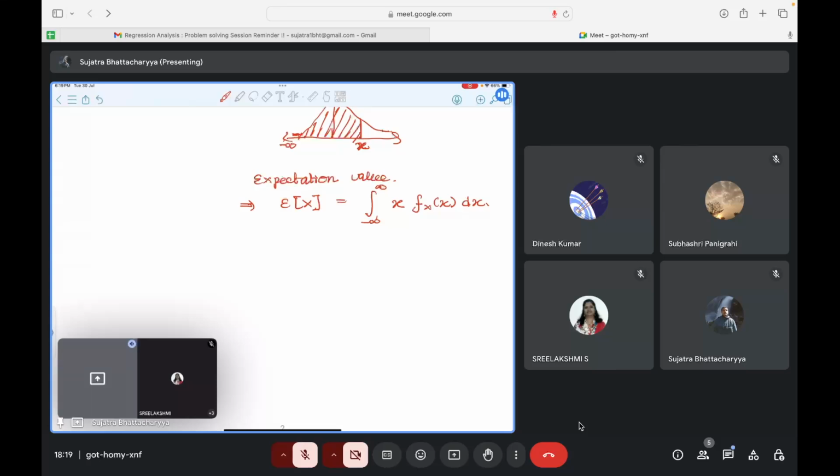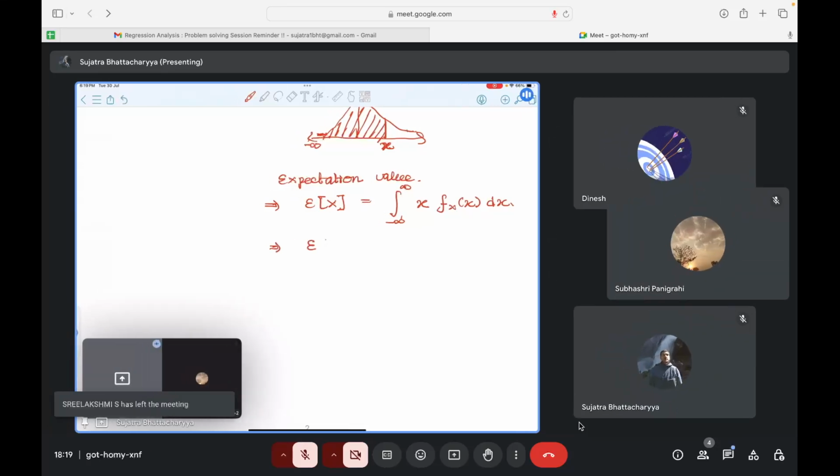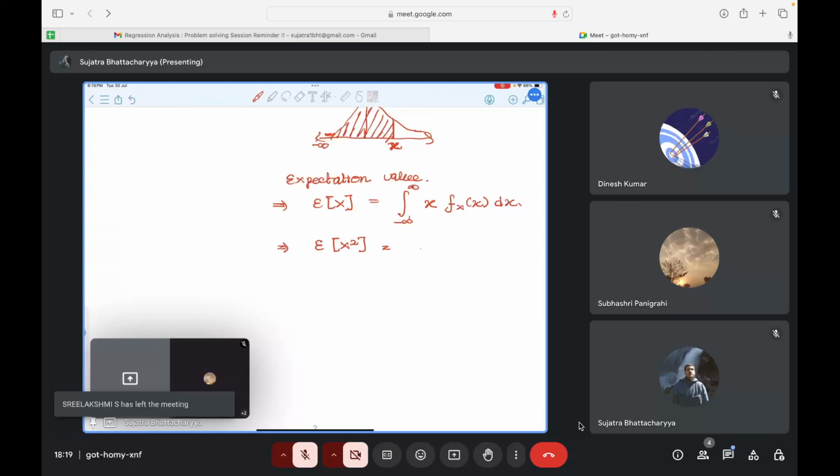Next, in a similar way you can write the expectation value of x square. It will be the integral from minus infinity to infinity of x square f(x) dx, a similar definition. What about the variance of a random variable? The variance of x is defined as the expectation value of x square minus the expectation value of x, whole square. This is how the variance is defined. These are the basic things about distributions.